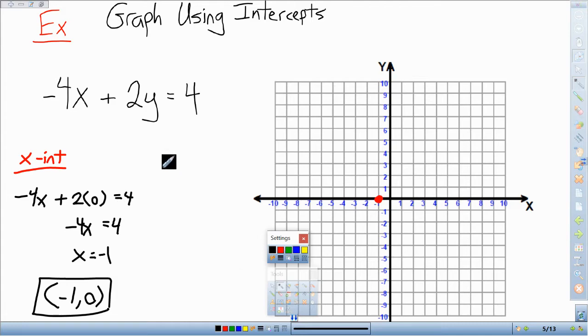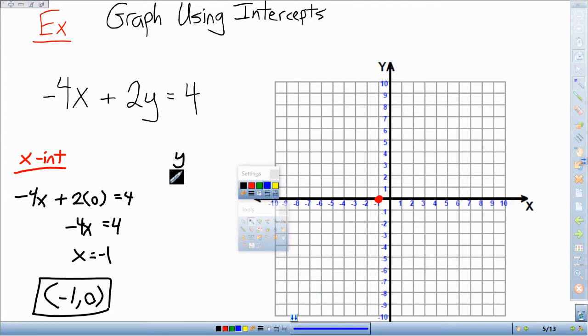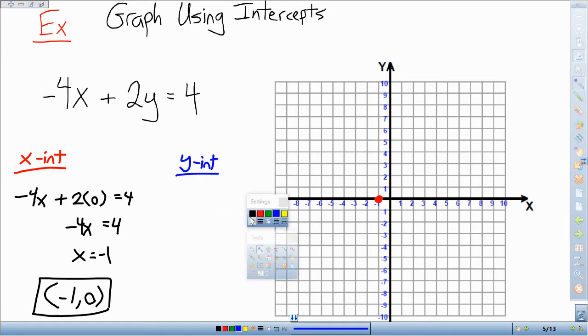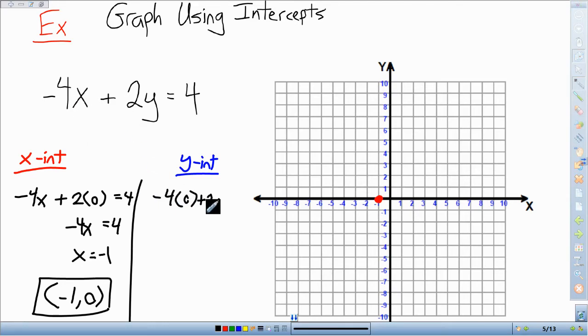Okay, let's go ahead and do the same thing for our y-intercepts. I'm going to put a little line dividing these. So finding the y-intercept, that means I'm plugging in 0 for x. So negative 4 times 0 plus 2y equals 4. Negative 4 times 0, 0 disappears. So we got 2y equals 4.